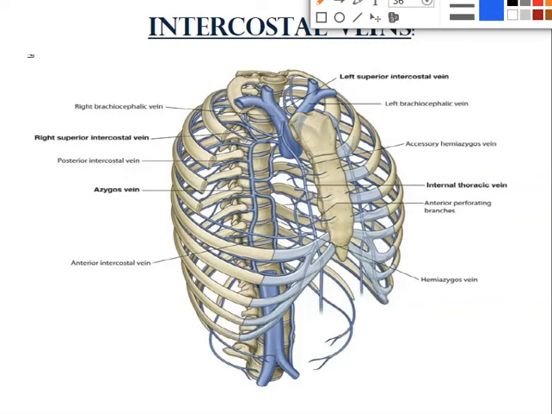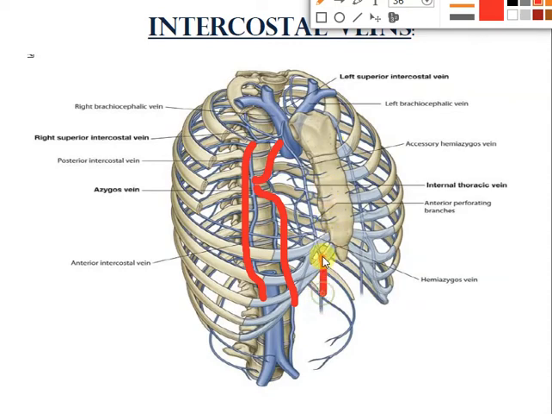So let me use this color. The azygous vein is this one. You see, this vein is what we call the azygous, and it comes from the inferior vena cava. So this branch is the hemiazygous, and this one is the accessory hemiazygous vein. So these are some of the veins which drain the thoracic cage.